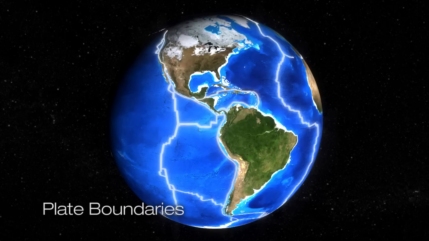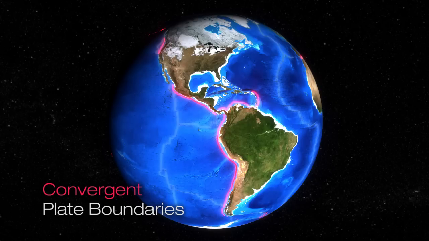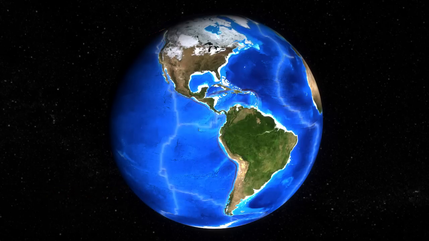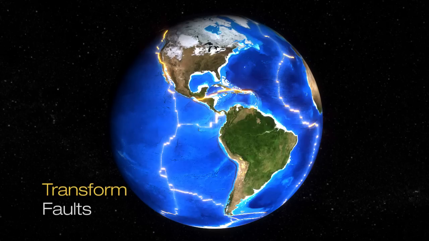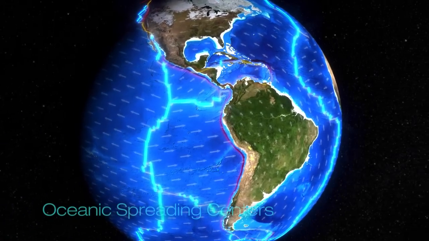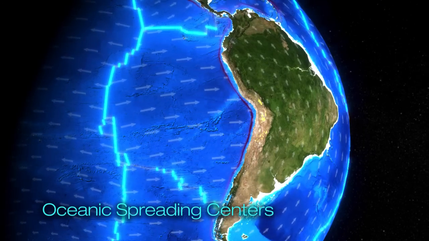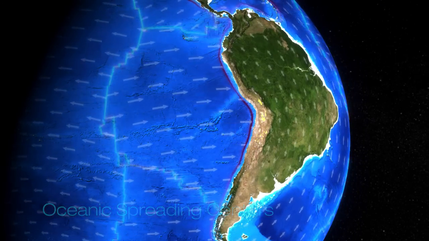There are three types of plate boundaries: divergent plate boundaries, where two plates move apart; convergent plate boundaries, where two plates move towards each other; and transform faults, where two plates slide past each other. Divergent plate boundaries are also called oceanic spreading centers and are where new plate material is continuously created.